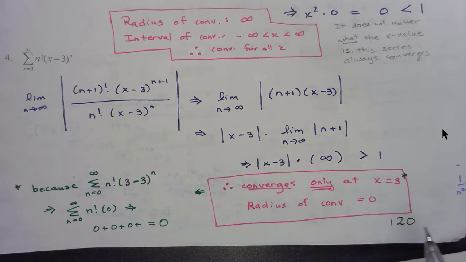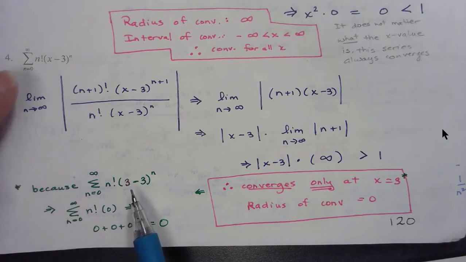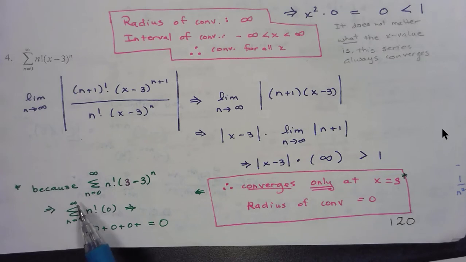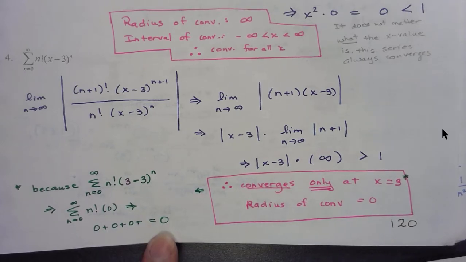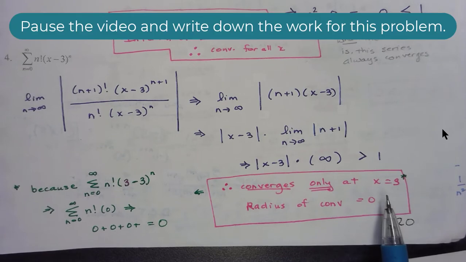And why will this converge only at x equals 3? Because when I go into my series and I substitute 3 up there, look what I get. As n goes from 0 to infinity, I have n factorial times 0. That is going to be 0 plus 0 plus 0 plus, and so forth, which is 0. Remember that when you get 0, it converges only at the center of the series. Okay, take a moment and write down this example.